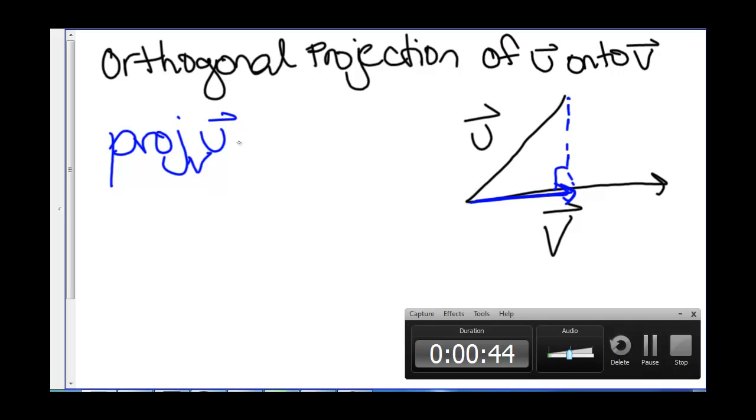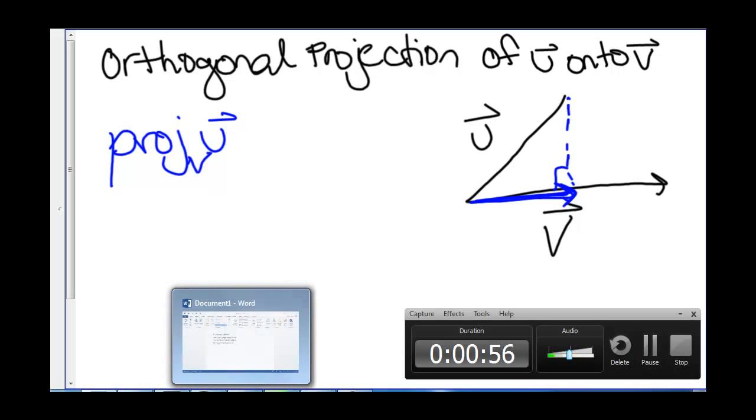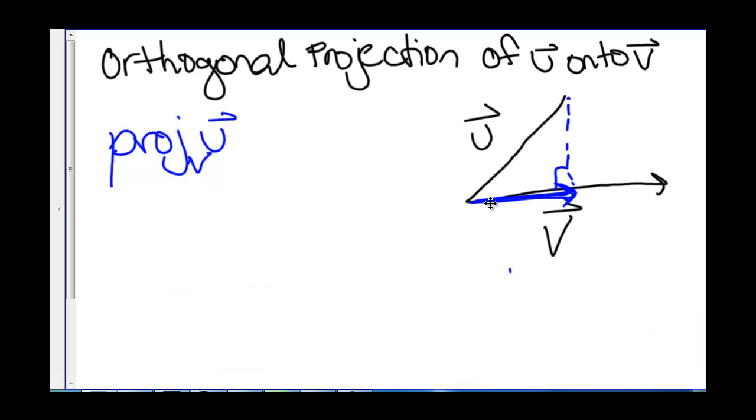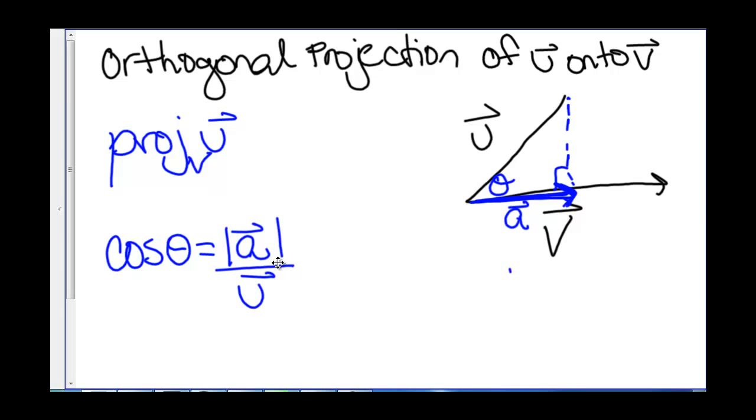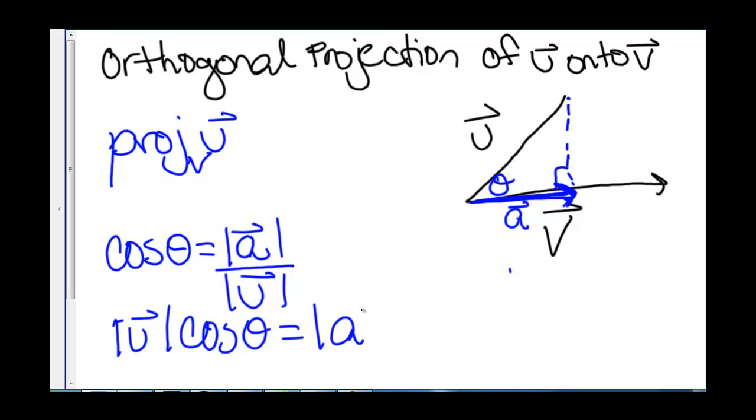So, how do we find this? Well, we already know a couple of things. We know that this vector right here, we can write its length. If we have this angle theta, cosine of theta is going to be the length. We'll call this vector A for now. The length of A over the length of u. So the length of u times cosine of theta equals the length of A.